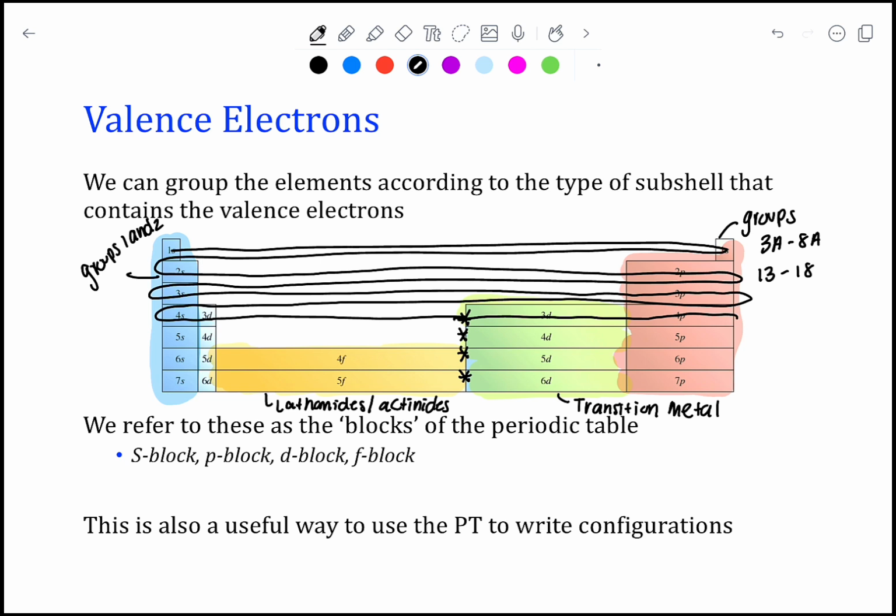Again, you're more than welcome to use that orbital diagram, or that diagram that I gave you previously, that is available to you on all of your tests, so you can always use that, but your periodic table is equally as useful.